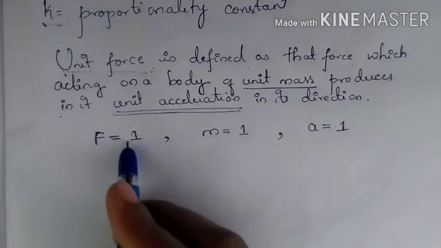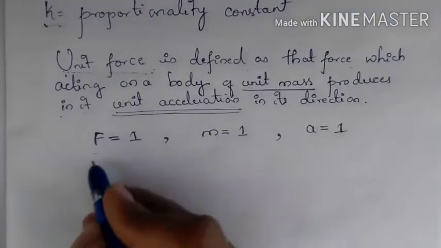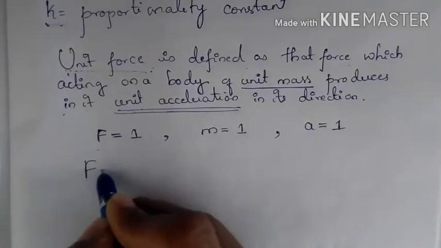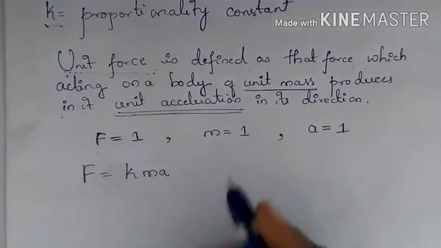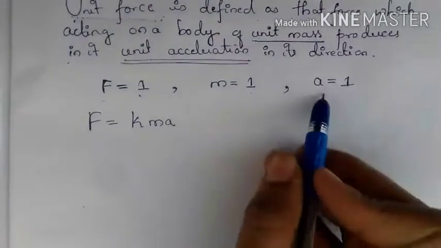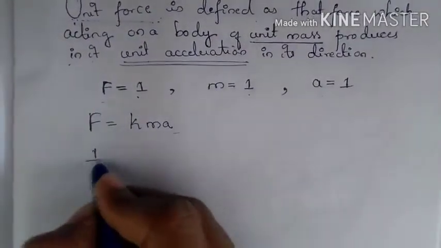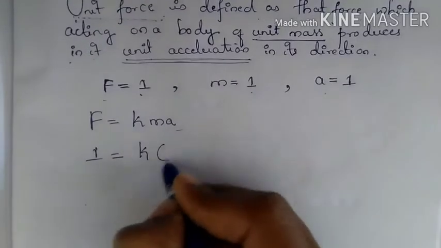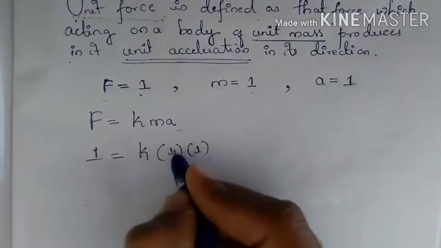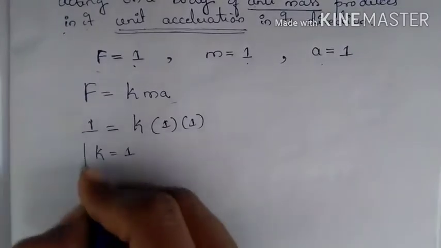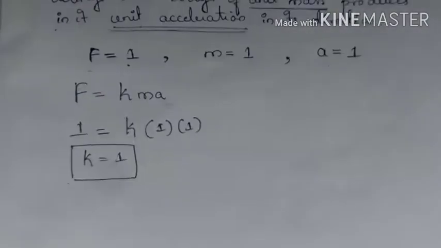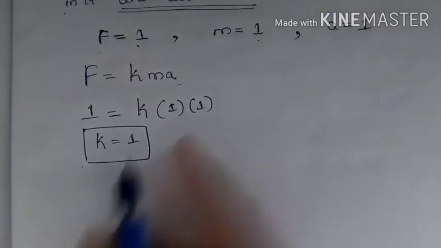So now substitute this in equation 1. What was our equation 1? Equation 1 was F is equal to K into MA. So substitute all these 3 in this equation. F is 1, K we don't know, M is 1 and A is 1. So what will be left? K is equal to 1. So we got the value of K as 1.